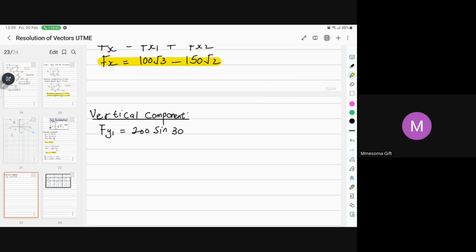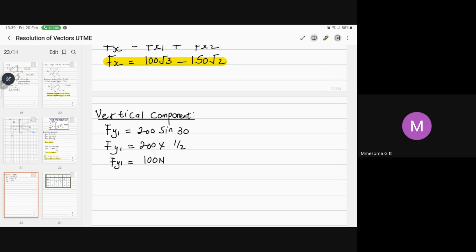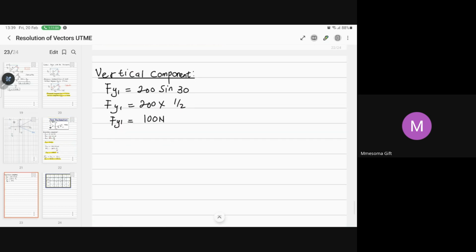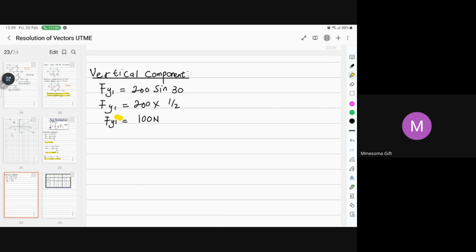We'll have a value for Fx. So now Fy1, the vertical component, sine 30 should be 0.5, 1 over 2. So that is 200 times 1 over 2. Fy1 will be equal to 100 Newton. I forgot to put the Newton on all of these things, so remember to put Newtons in all of them. Now let's go again. So we have our Fy1.